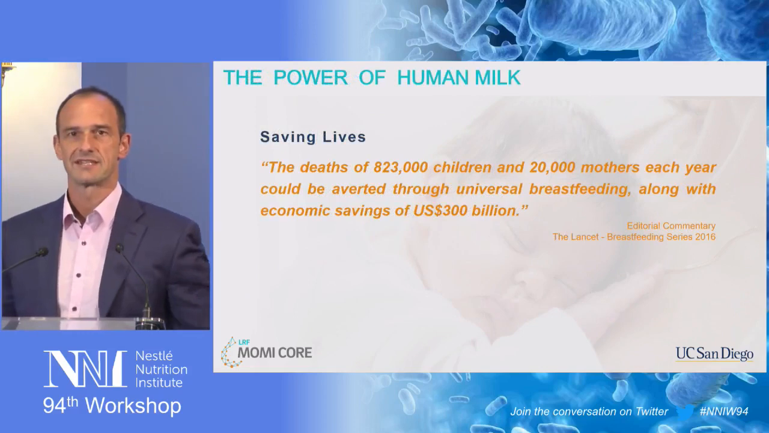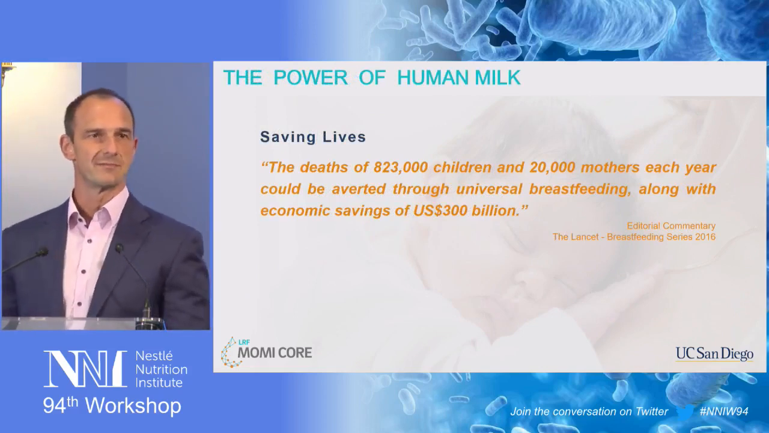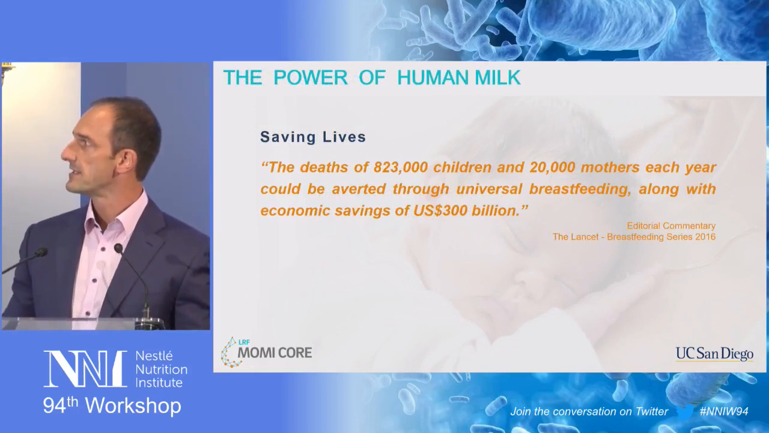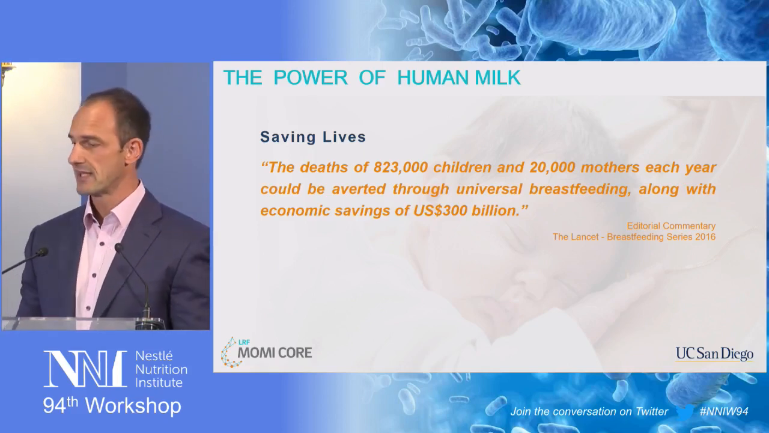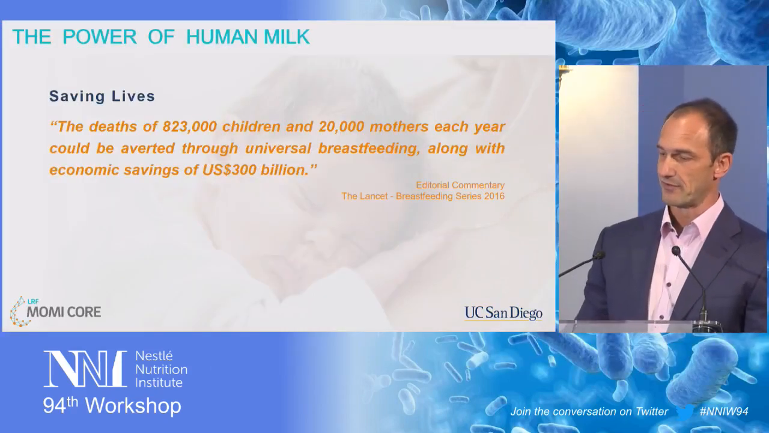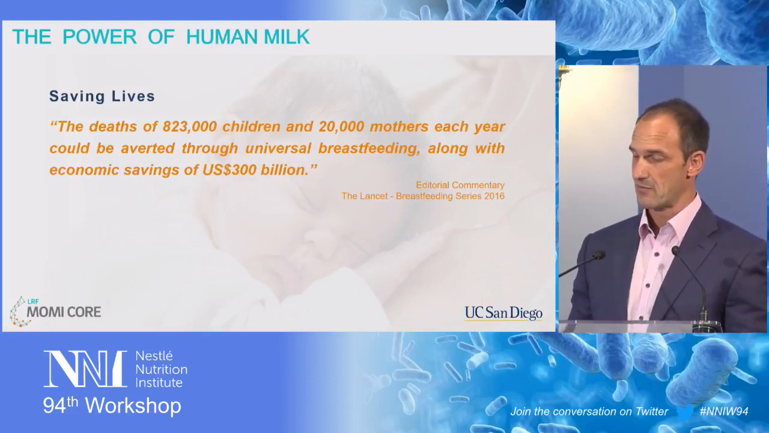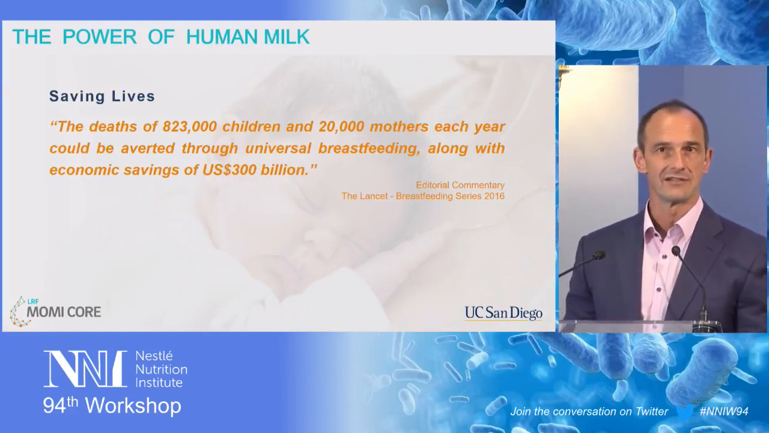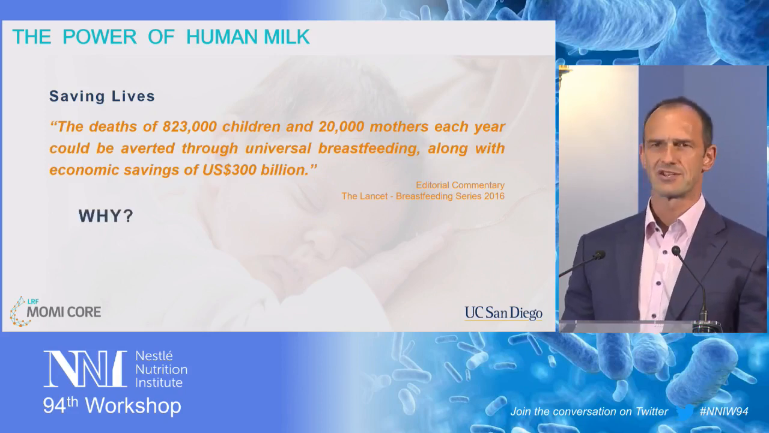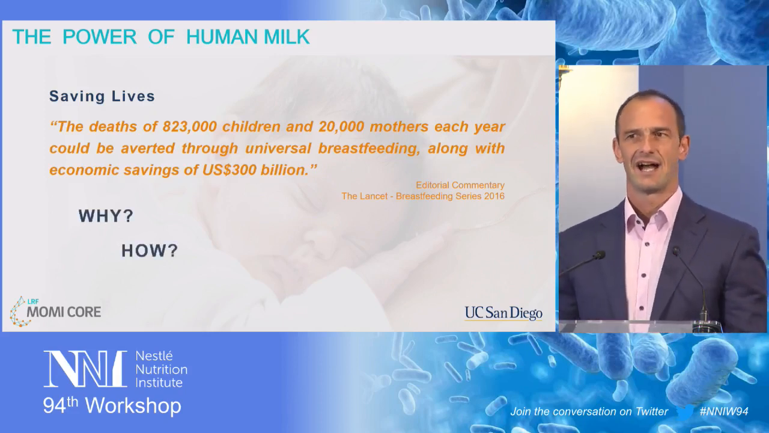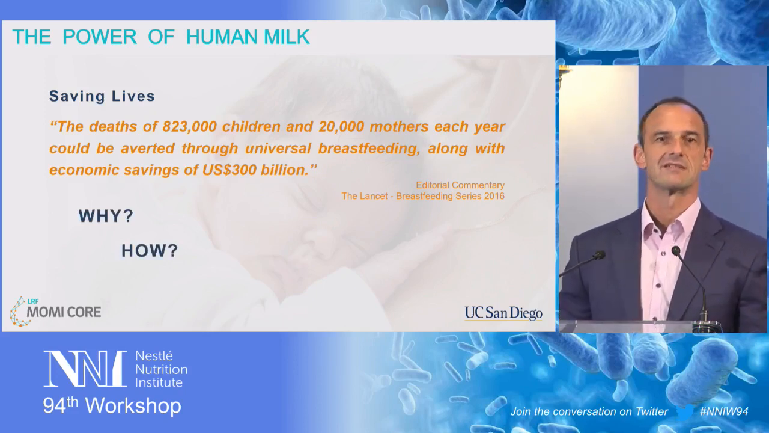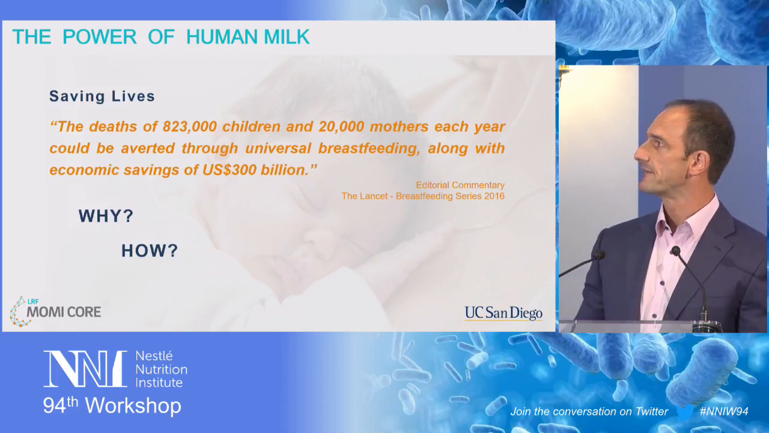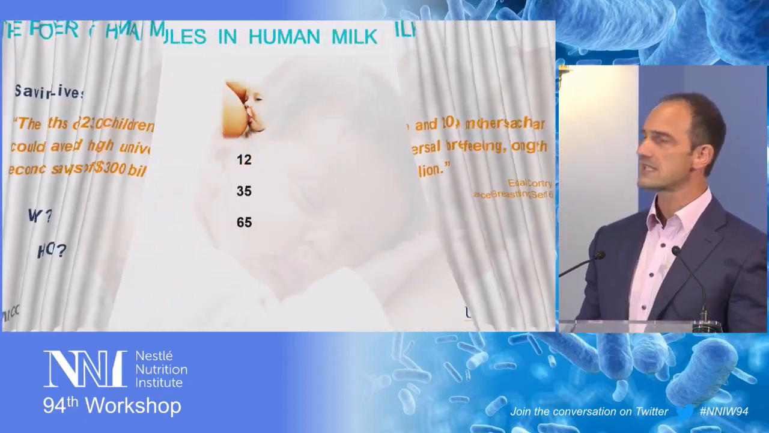I start with a statement that we've seen a few times in previous presentations in the first 2 days. This is from the editorial commentary in the Lancet Breastfeeding Series 2016, which said that the death of 823,000 children and 20,000 mothers each year could be averted through universal breastfeeding, along with economic savings of $300 billion. For us, the question is, why is that? How does it work? What is behind that statement? What is in human milk that makes it so powerful? So let's lift the curtain behind this statement and look at what is in human milk.